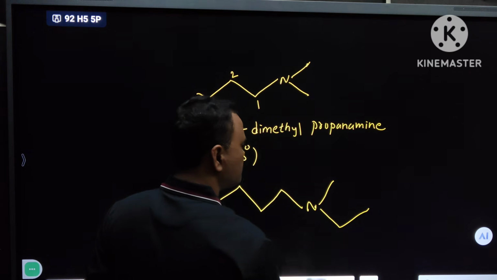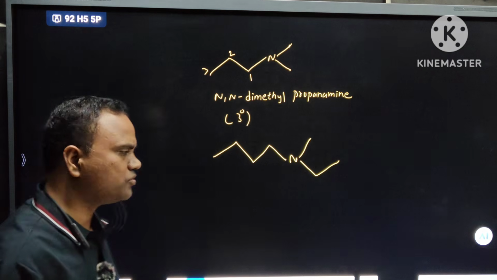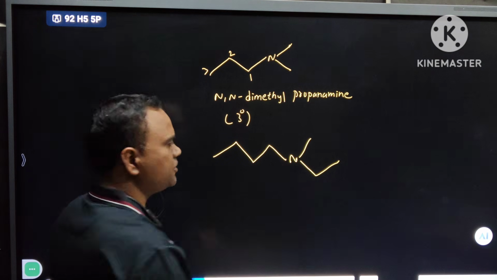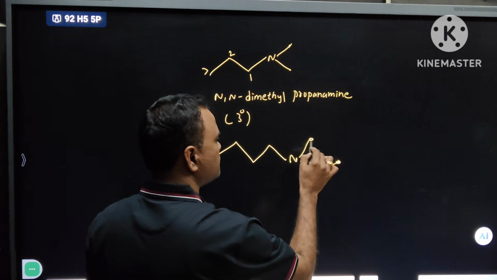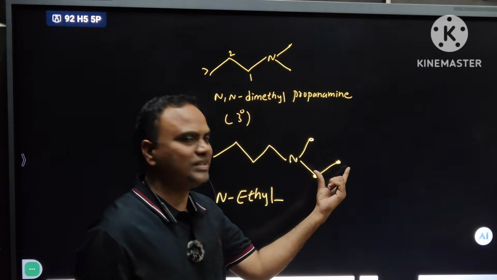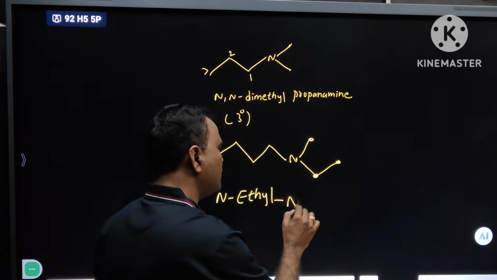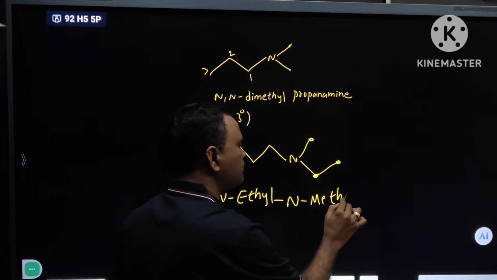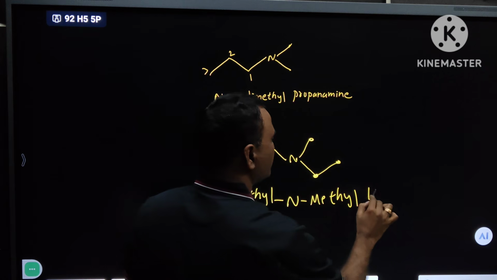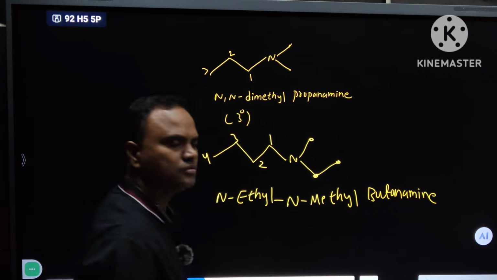Now can you try this? Make it fast. What are the names of the substituents? N-ethyl, because this is ethyl, two carbons are there. Ethyl, E comes first. N-ethyl, N-methyl, 1, 2, 3, 4, butanamine. Butanamine. Got it?